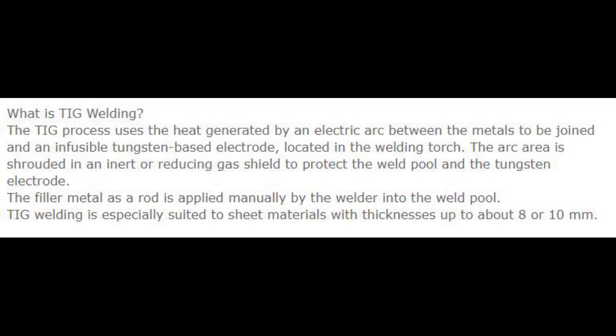What is TIG welding? The TIG process uses the heat generated by an electric arc between the metals to be joined and an infusible tungsten-based electrode located in the welding torch. The arc area is shrouded in an inert or reducing gas shield to protect the weld pool and the tungsten electrode. The filler metal as a rod is applied manually by the welder into the weld pool. TIG welding is especially suited to sheet materials with thicknesses up to about 8 or 10 mm.